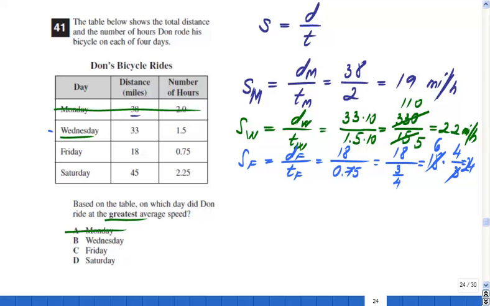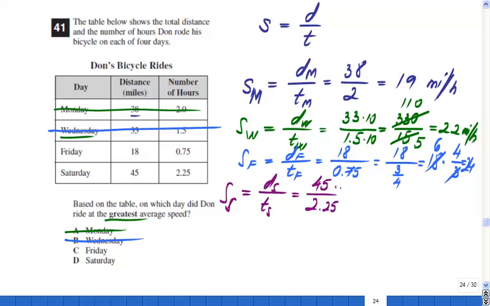Looks like so far this is the greatest speed, right? Let's try the Saturday one. Saturday average speed, distance for Saturday divided by time on Saturday, equals 45 divided by 2.25. You know what? I'm going to do a trick here. My trick will be to multiply top and bottom by 2. I don't know if it's going to work. Actually, not by 2.